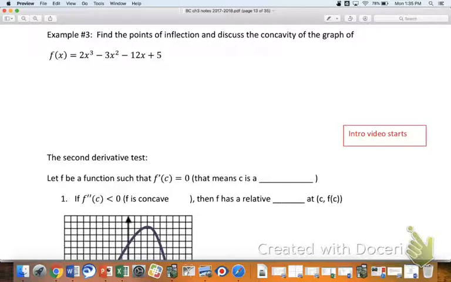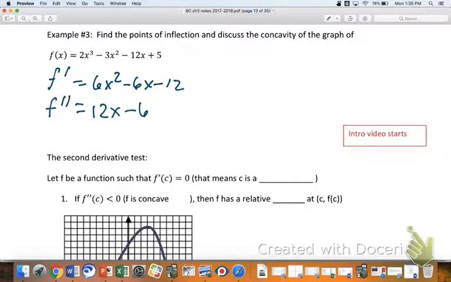I'm going to use f double prime to help me answer this question. I need to find that first. So f prime is equal to 6x squared minus 6x minus 12. Sorry, I said f double prime at first; that's f prime. And then f double prime is 12x minus 6. So this is where you can get into a little bit of trouble. You might put equals 0, that's great. And then you might put x equals 1/2, also great. And you might leave it at that and say, hey, that's obviously a point of inflection because f double prime equals 0. That's not necessarily true.